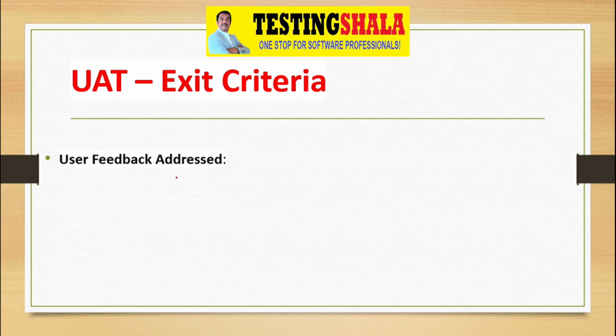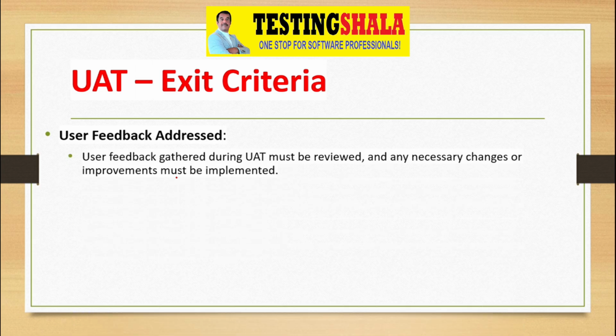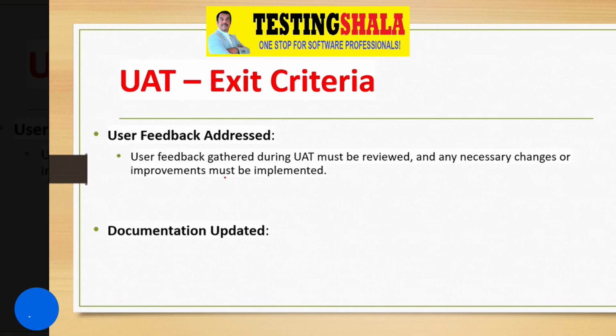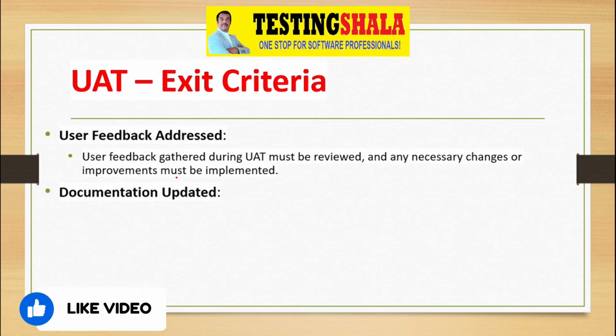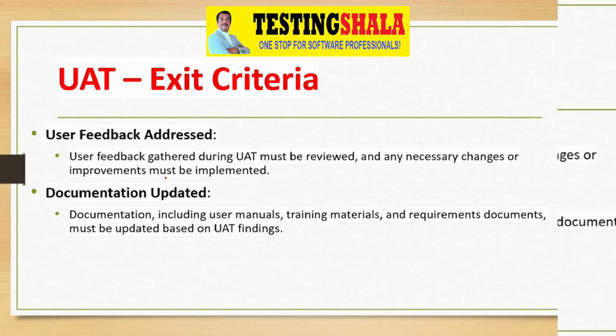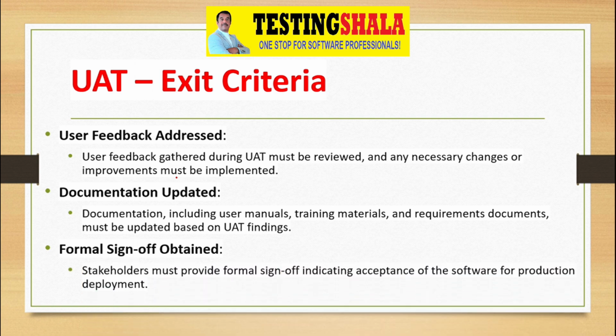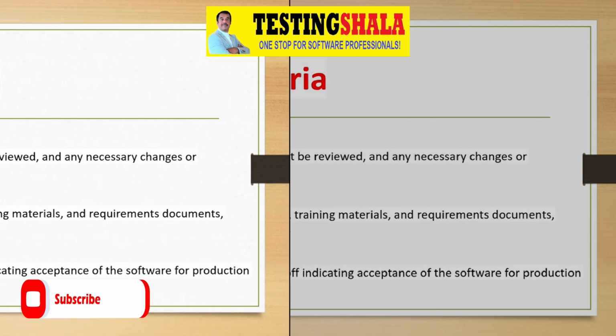And user feedback is addressed. As the end user keeps testing the application, he may give a lot of feedback, and those feedbacks are moderated, and they need to be fixed or addressed as part of this UAT exit criteria. The documentation also needs to be updated, so that we can review it and get a sign-off from all the stakeholders. And formal sign-off also has to be obtained from all the relevant stakeholders, so that we can put it into deployment in the production environment.